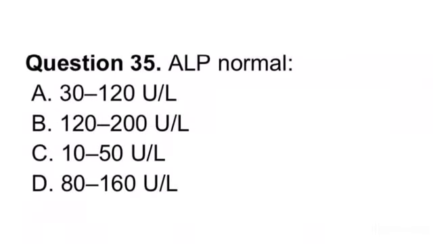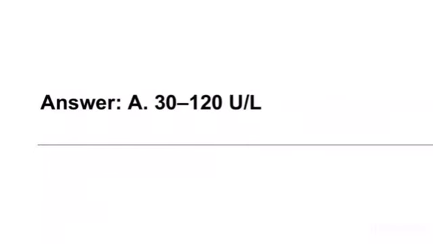Question 35. ALP normal. A, 30 to 120 U/L. B, 120 to 200 U/L. C, 10 to 50 U/L. D, 80 to 160 U/L. Answer A, 30 to 120 U/L.